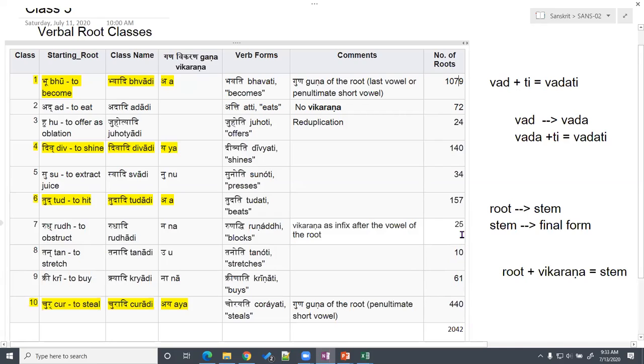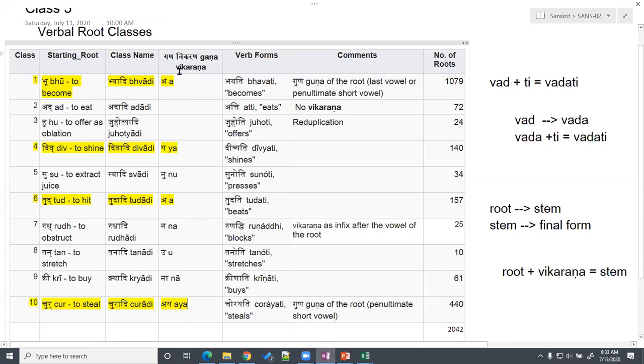So some of the classes, as you can see, are very small, like the 8th class has only 10 roots, and some of them have more than 1000 roots. Now out of these, I have highlighted 4 classes in yellow. Why these 4 classes in yellow?